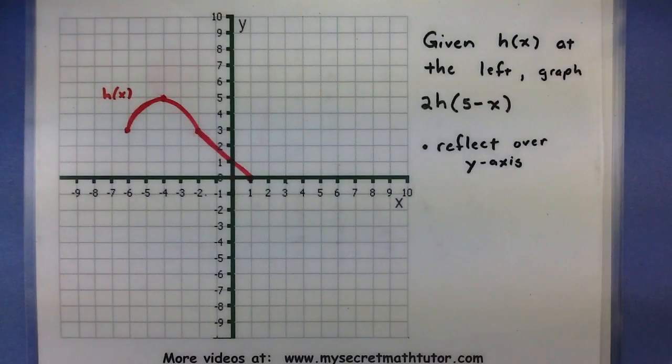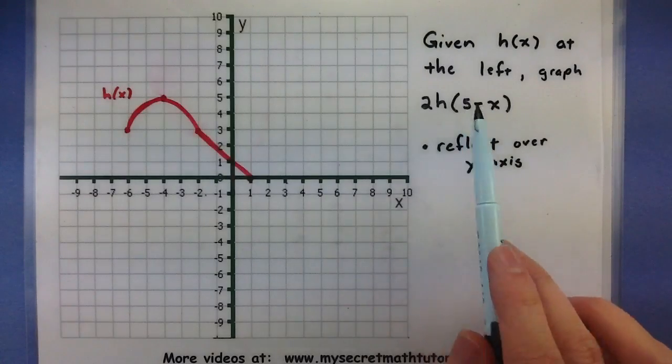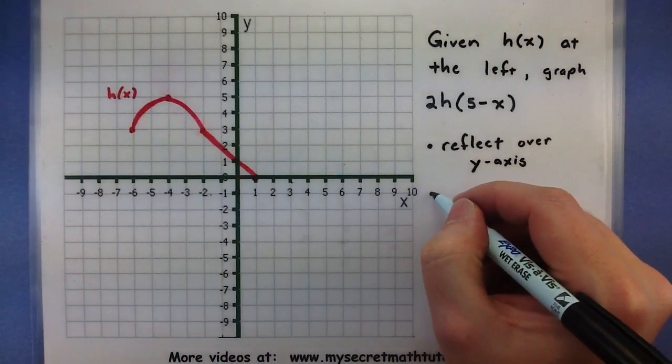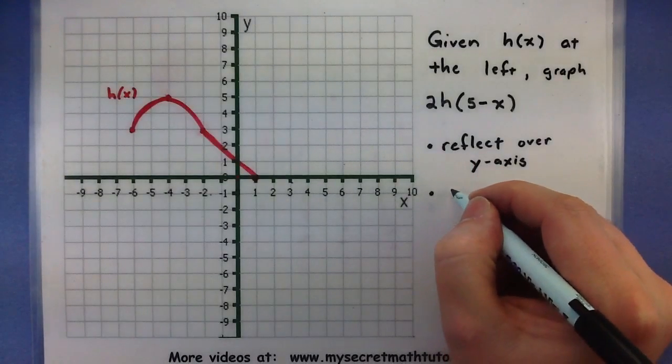Remember, negatives signify a reflection. Since this is on the inside, this will reflect it over the y-axis. Alright, not too bad. Moving out from there, I can see that the next thing that happens to it is actually this 5. So we'll be adding 5 on the inside. When we add 5 on the inside, this will make it go left 5.